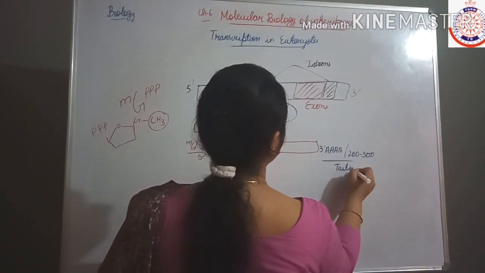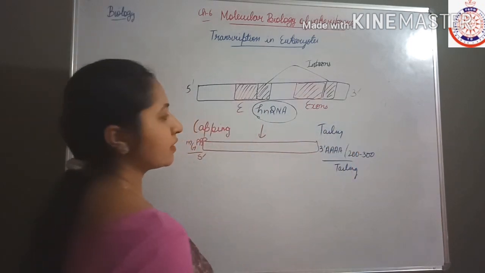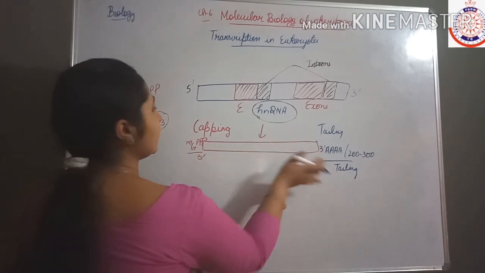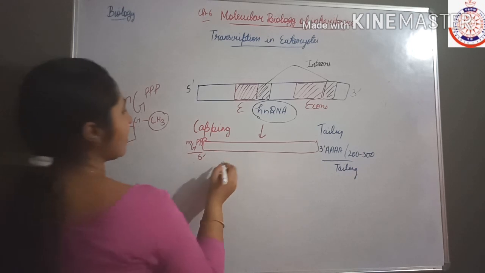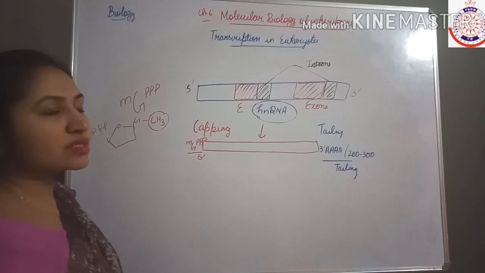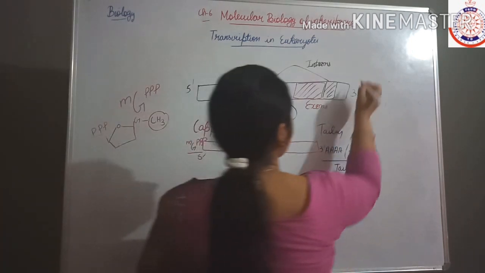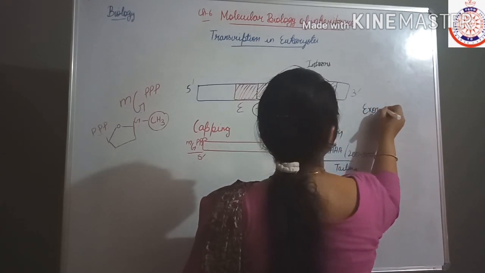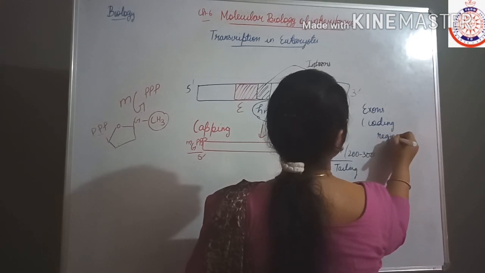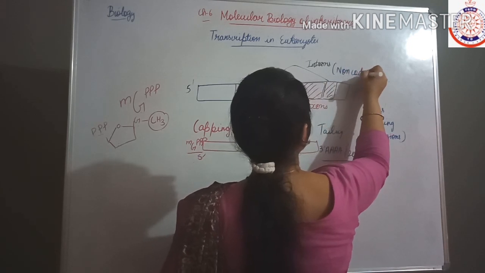This is known as tailing, and this is known as capping, which occurs at the 5 prime end, and tailing occurs at the 3 prime end. But still there are some exons and introns present. Exons represent the coding regions, and the introns represent the non-coding regions.